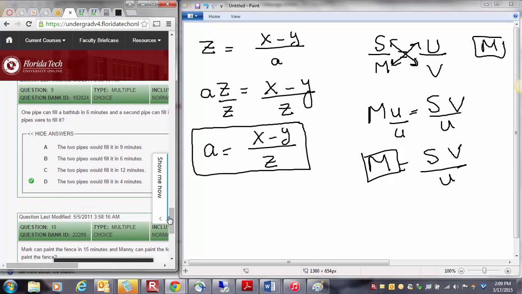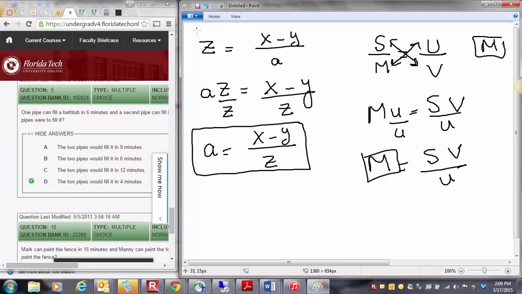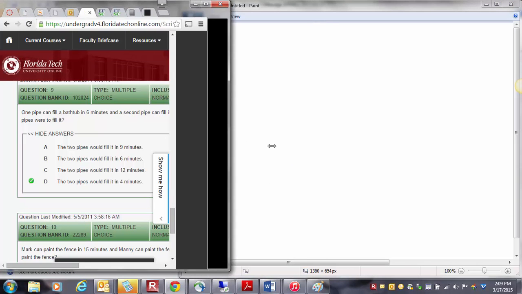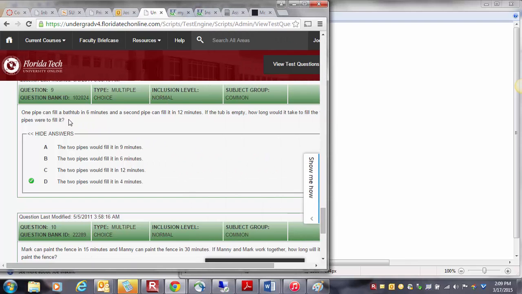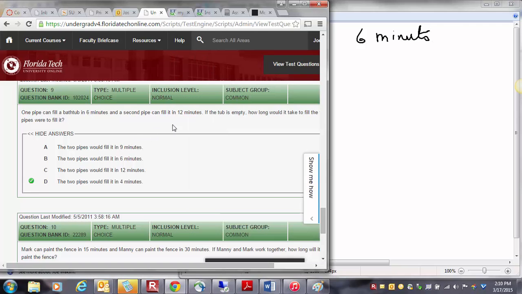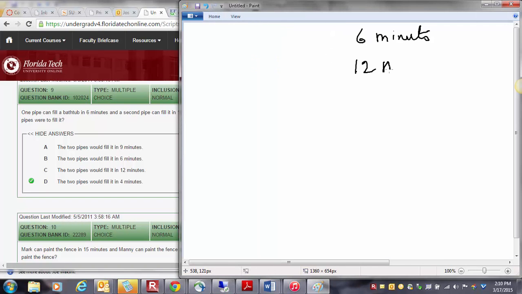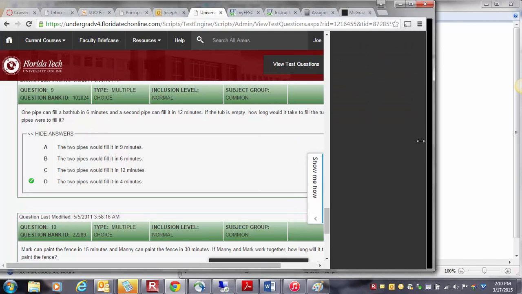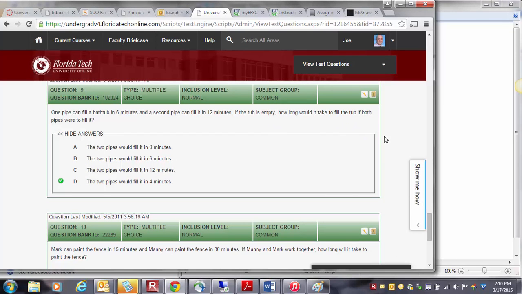Number 9. One pipe can fill up a bathtub in 6 minutes. So we have 6 minutes to fill up the bathtub. A second pipe can fill it up in 12 minutes. 12 minutes for the second pipe. If the tub is empty, how long would it take to fill the tub if both pipes were to fill it up?